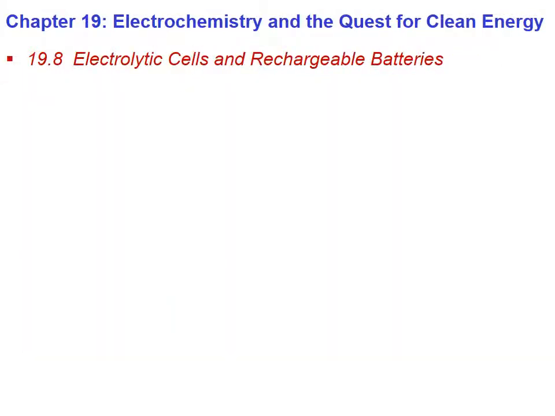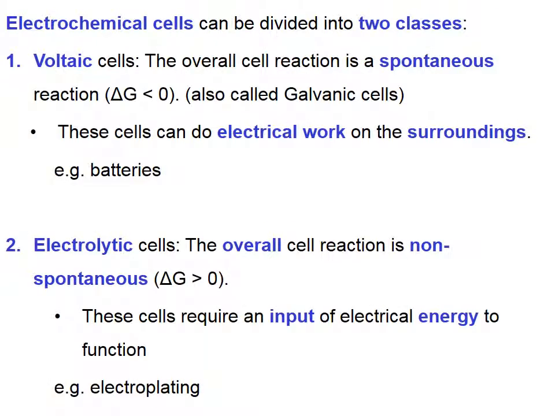Alright, so now we're going to move on to the topic of electrolytic cells and rechargeable batteries. As I said before, electrolytic cells are cells where we actually have to do some electrical work in order to make current flow. Just recapping, electrochemical cells can be divided into two classes. The first, which we spent most of the time talking about, are what we call voltaic cells. They have a spontaneous reaction, delta G is negative, and the cell potential is always positive. Those types of cells can do electrical work on the surroundings. An example of this kind of cell would be a battery.